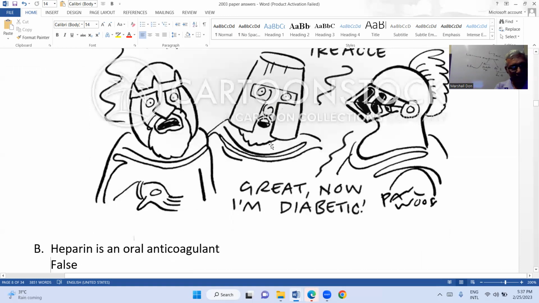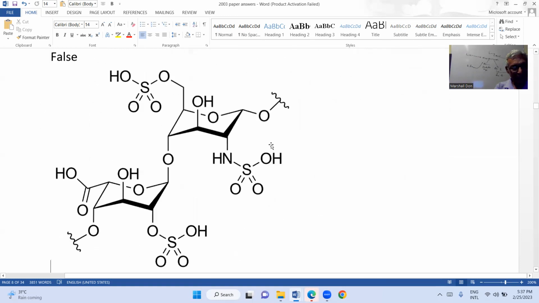Heparin is an oral anticoagulant. Heparin is not an oral anticoagulant. It has to be taken intravenous or intramuscular. Sometimes they give it as an infusion, slowly.